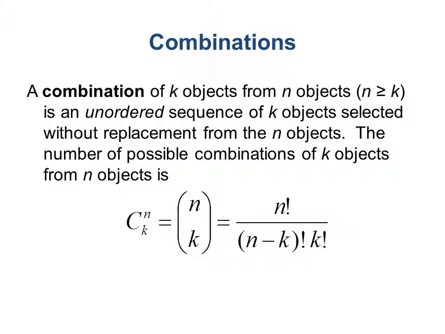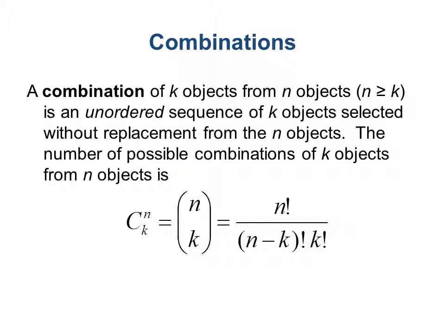Next, we're going to look at combinations. A combination of k objects from n objects, where k is smaller than n, is an unordered sequence of k objects selected without replacement from the n objects. So we've got a big group of n, and we're going to pick out k of those objects. The number of possible combinations of those k objects from those n is written as C with the superscript n and the subscript k, is written with the binomial coefficient n upon k, and that is calculated as n factorial over n minus k factorial times k factorial.